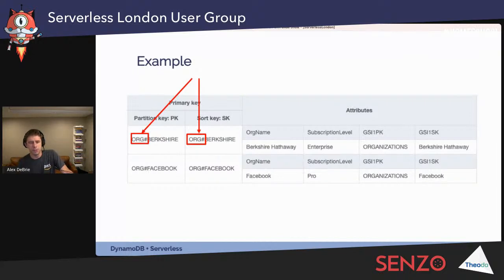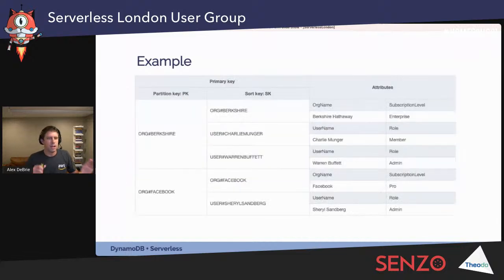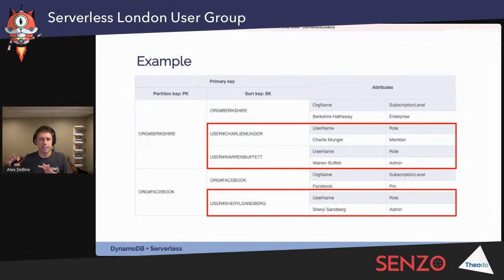Let's add some users into our table now. So this is our table now. We already had our 2 organizations in there, and now I've added these 3 users outlined in red. So I have Charlie Munger, I have Warren Buffett, they both work for Berkshire, and then I have Sheryl Sandberg for Facebook. A couple things to note there. Just notice how the primary key pattern is different for those, right? They have the same sort of partition key pattern that they had for organization items, but then the sort key pattern is different. It's user hash username, right?